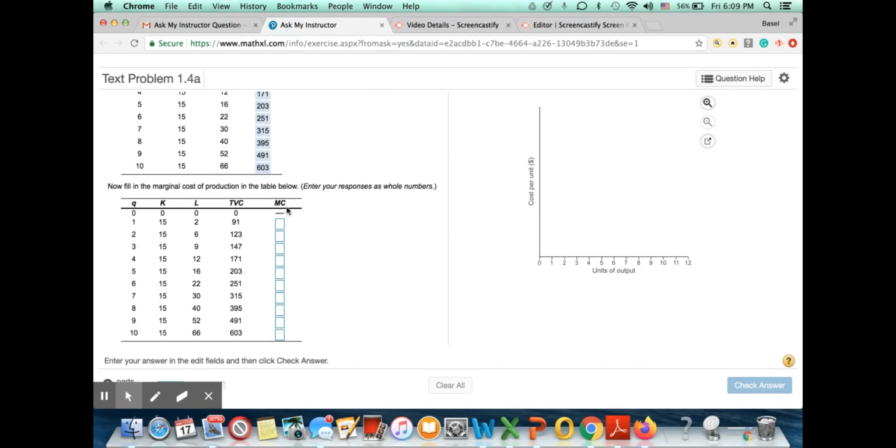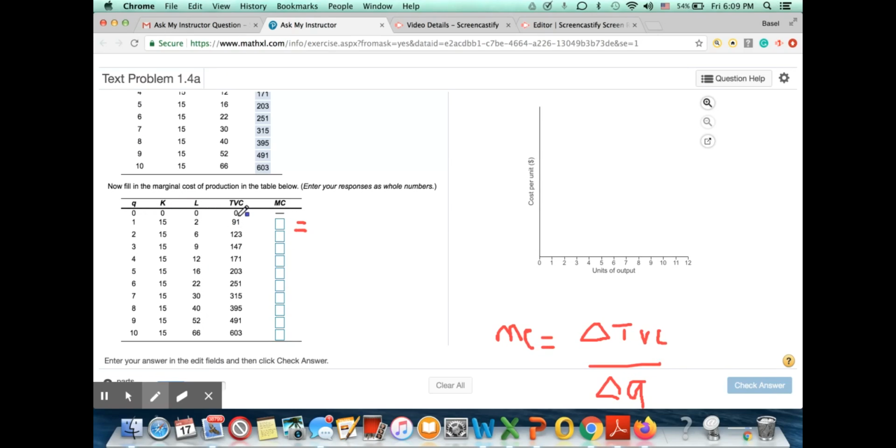Now we need to calculate marginal cost. Just to remind you, marginal cost is the change in total variable cost divided by the change in the level of output. It's important to keep an eye on the notation. I usually use capital Q for output, but here it's a small q for output. So let's just do it for the first one.